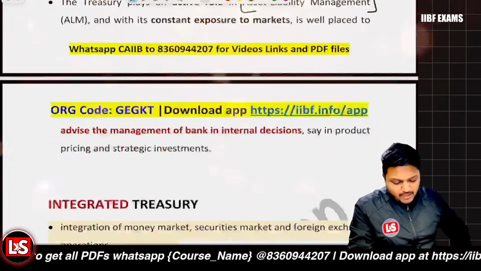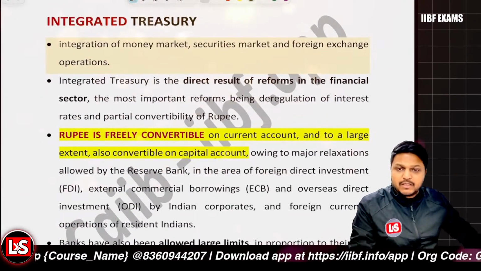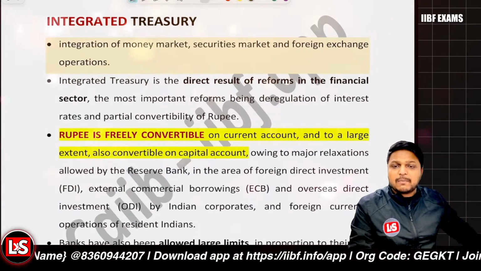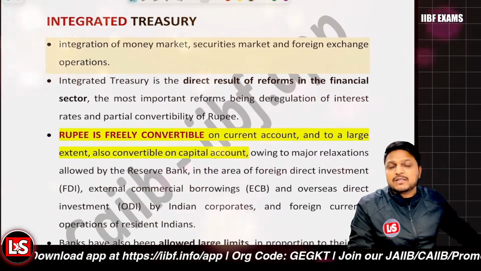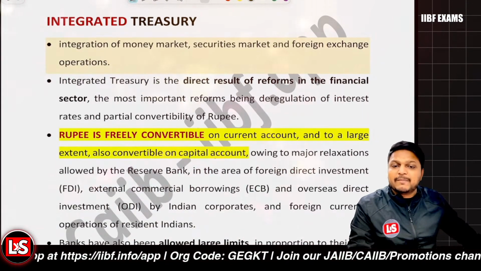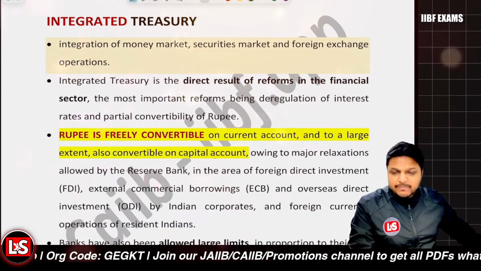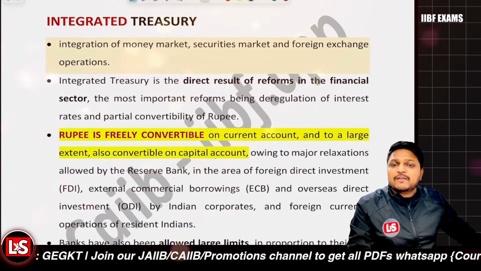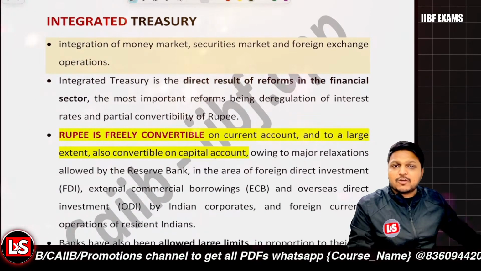Clear? Now after that, it's about the integrated treasury. The next topic that we are going to learn is the integrated treasury, and then we are going to learn about the different distinct roles played by the treasury. What do we mean by integrated treasury? It's about the integration of the different markets, like the financial market, money market, and securities market.